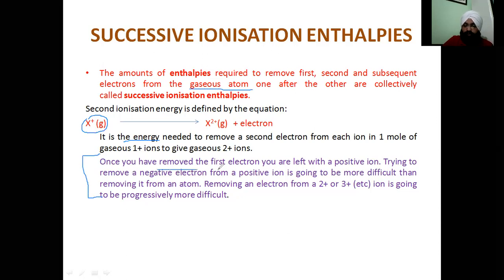So once you remove the first electron, we're left with a monovalent positive ion, and then we will have to remove the electron from a positive ion. It's more difficult, and hence we require more ionization enthalpy as compared to a neutral atom.